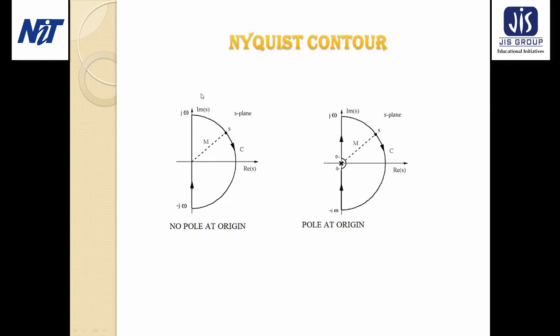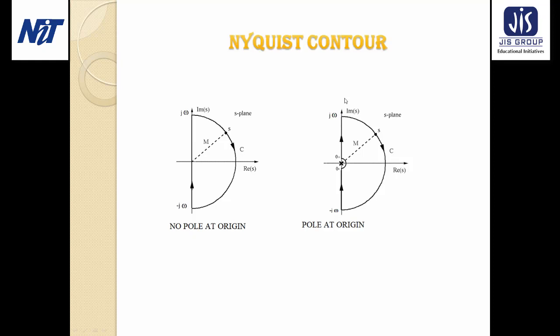For section 2, omega is varying from plus infinity to minus infinity, and it is a semicircular arc of infinite radius where theta is varying from plus pi by 2 to minus pi by 2. And for section 3, omega is varying from minus infinity to 0, so it is the mirror image of section 1.